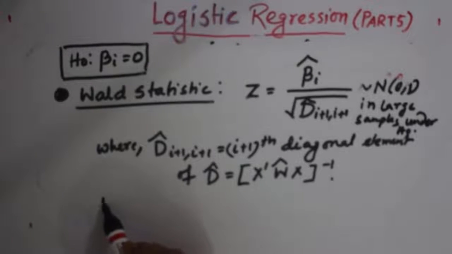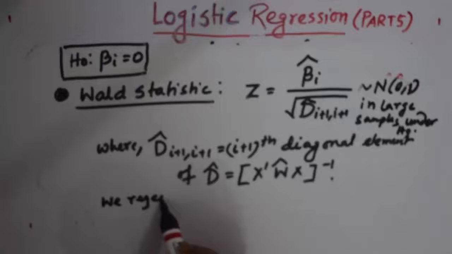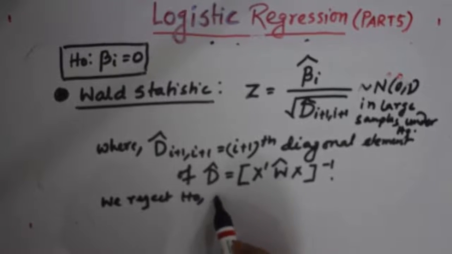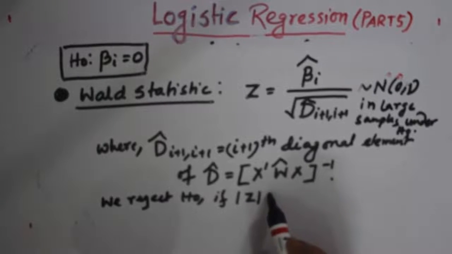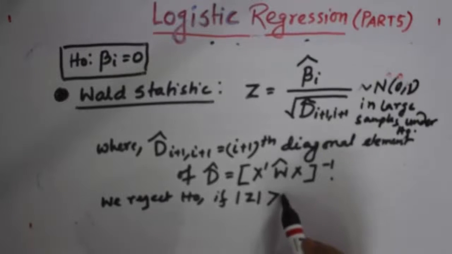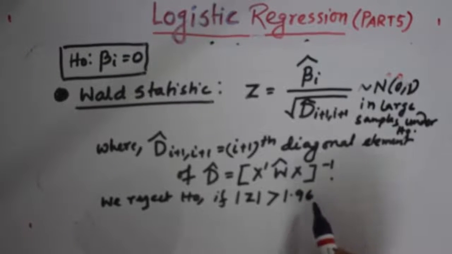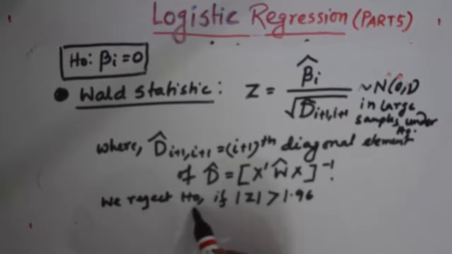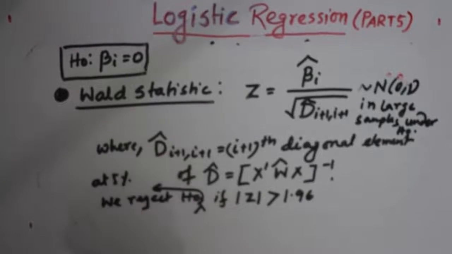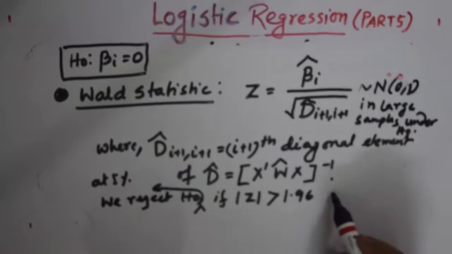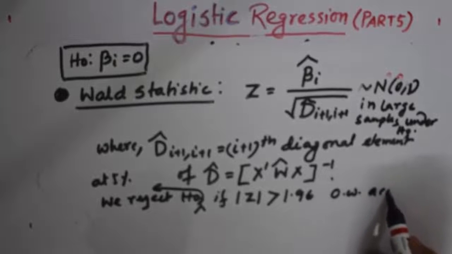We reject H naught if mod Z is greater than 1.96. If we consider a 5% level of significance, then Z should be greater than 1.96 in absolute value to reject, otherwise accept it.